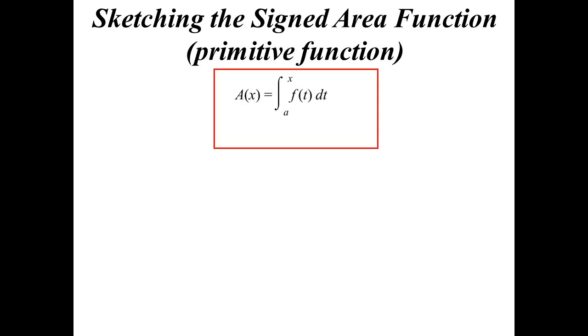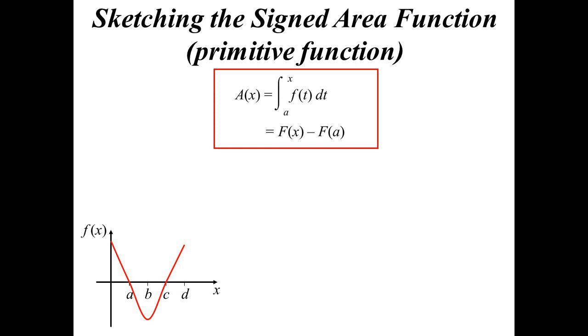Sketching the signed area function. So this is what's called the area function. Going from a to x of some function comes up with the area under the curve. We will get function x minus function a, whatever the primitive function happens to be.